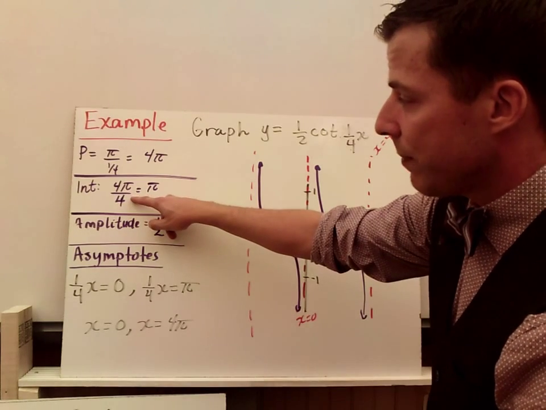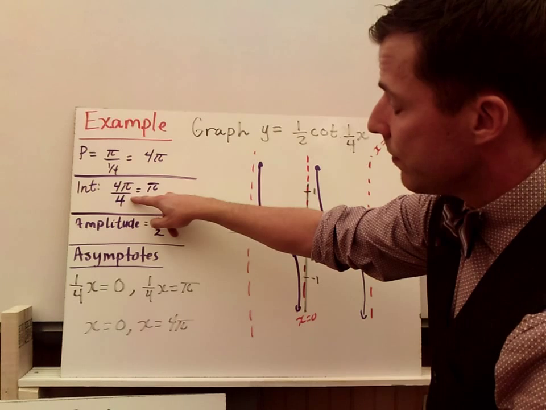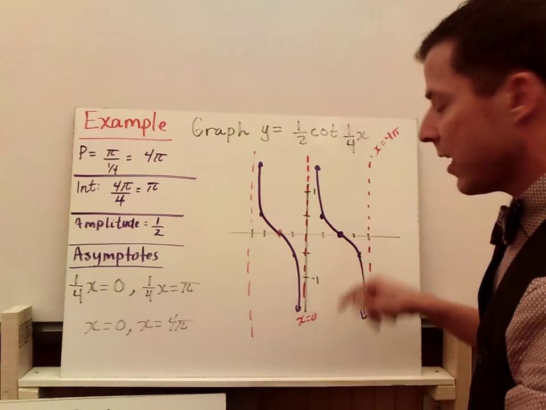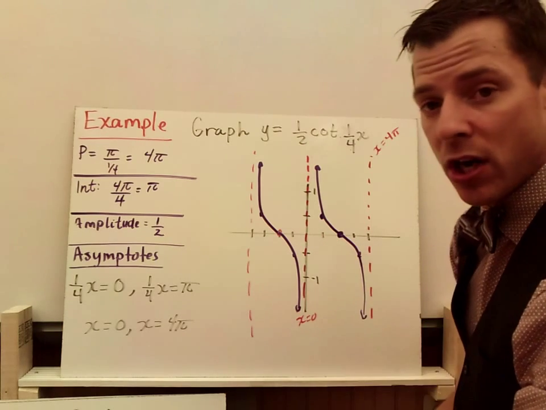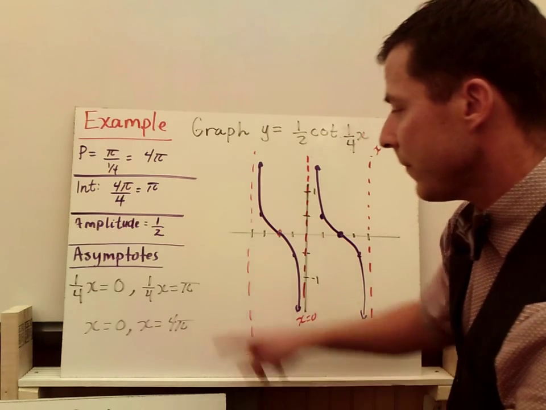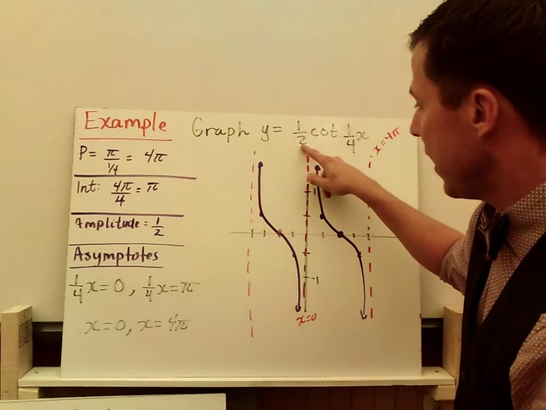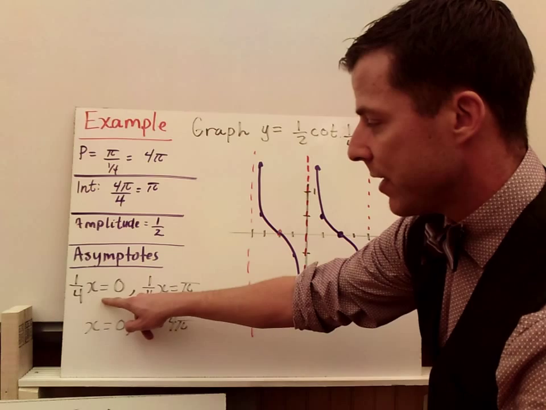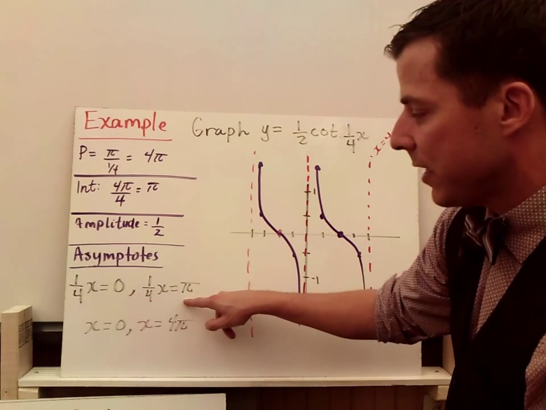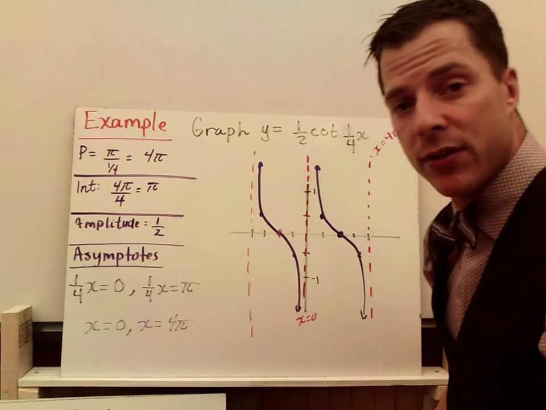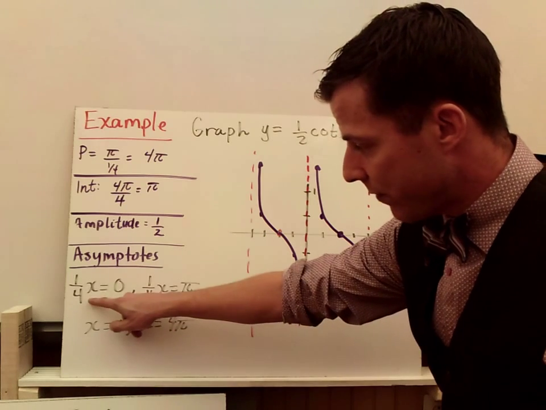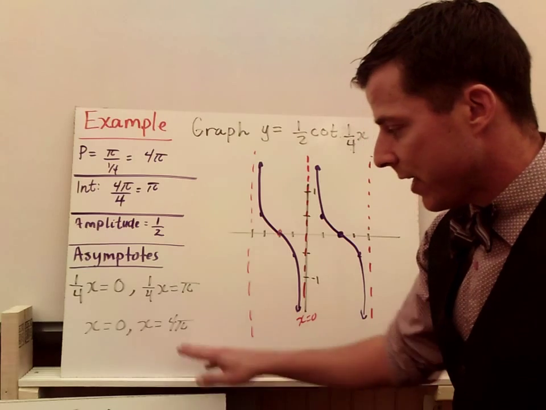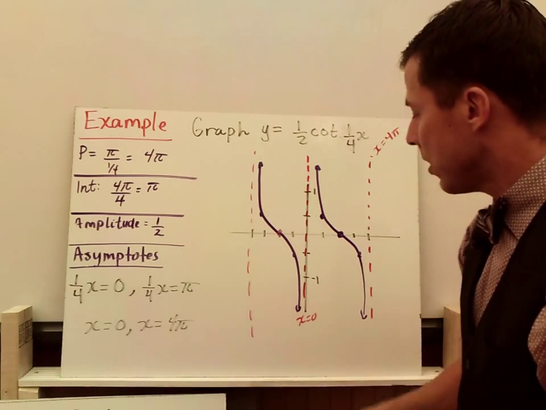If I break that interval up into four nice equal distances, 4 pi divided by 4 is pi. So each one of my tick marks, my major key points, is worth pi. The amplitude is the absolute value of a, which is 1/2. The asymptotes are found with bx minus c equals 0, and bx minus c equals pi. There is no c value here, so c is 0. So I have 1/4 x equals 0, so x equals 0, and 1/4 x equals pi, so I get 4 pi.